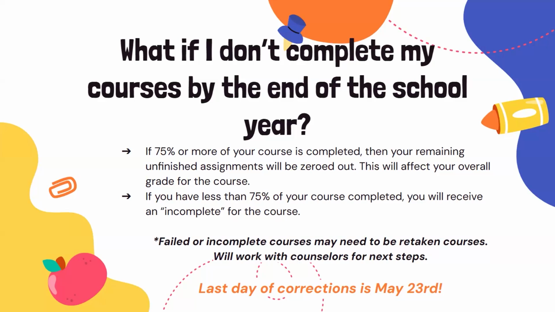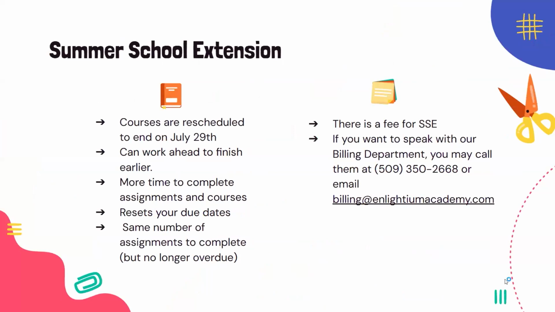And as you can imagine, that is going to impact your score and bring your score down if there are a lot of zeros that are entered. However, if you have less than 75% of your course completed, so if less than 3/4 of your course is completed and the school year ends, you're just going to be given an incomplete for the course. And then failed or incomplete courses might need to be retaken the following school year. So your counselor is going to take a look at how you did, and if they see that you failed a course or a course was left incomplete, they may have you retake it just to make sure that you're gaining that knowledge. And once again, the last day of corrections is May 23rd, so it is coming up.